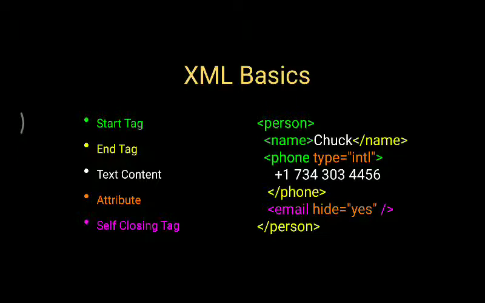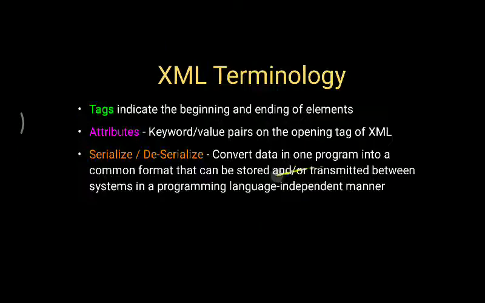So phone number is mentioned here as integer. And similarly email. So whether we are hiding the email or not, yes or no. And key here is hide, and we will be hiding the email as equal to yes. Hide equal to yes. This is how we can mention the attributes for our XML elements. So these are the different elements of an XML.